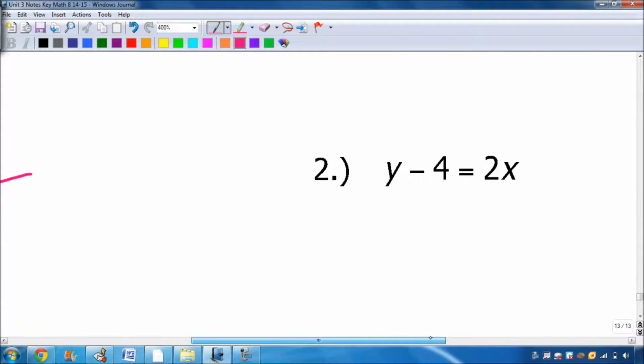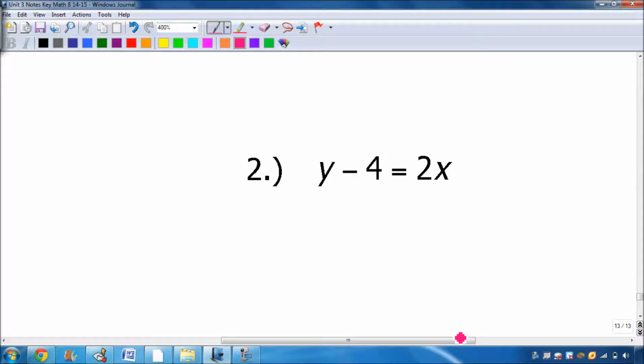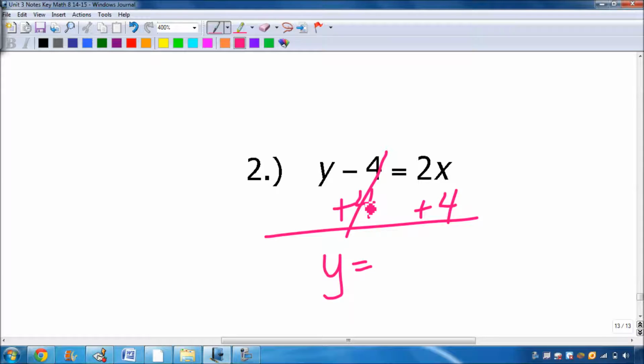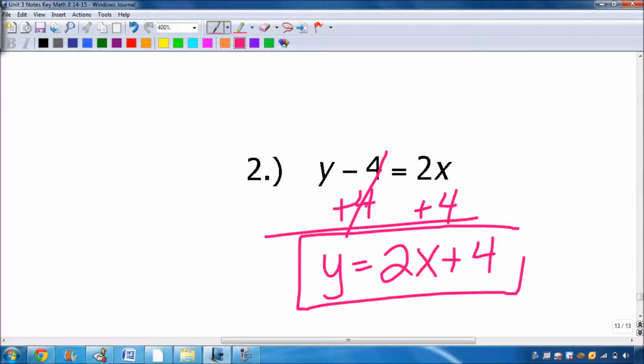Let's take a look at number 2. It's very similar. On number 2, the y has a negative 4 on the same side as it, so I'm going to get rid of the negative 4. Well, how do I get rid of negative 4? I add 4 to both sides. This negative 4 and this positive 4 cancel each other out. These are not like terms. Do not combine them. You get y equals 2x plus 4. Can you do anything else with it? Are there any other like terms? There aren't, so you are done with that question.